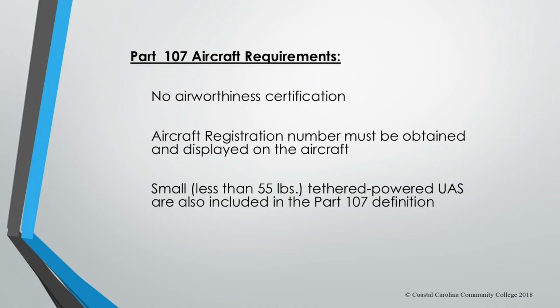The requirements for your drone are there are no airworthiness certification requirements. You do have to have the aircraft registered under certain conditions, and it must be obtained and displayed on your aircraft. The drone must weigh less than 55 pounds, and tethered powered drones are also included in the Part 107 definition.